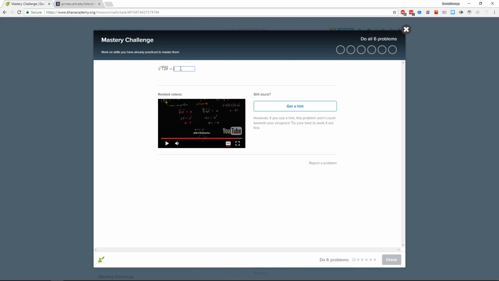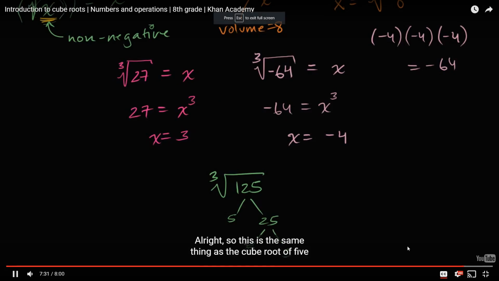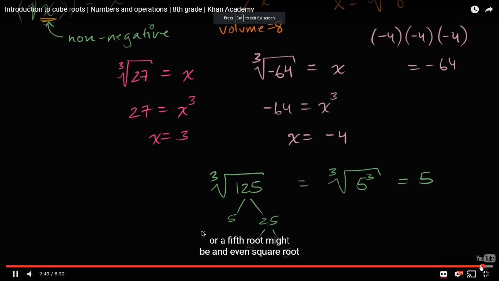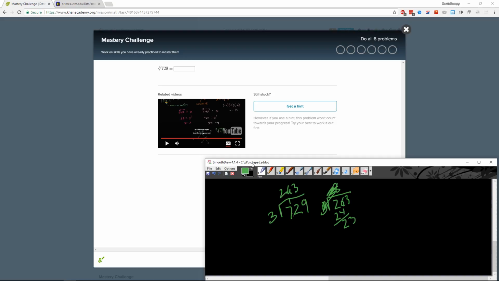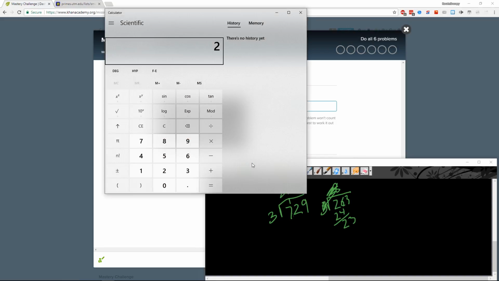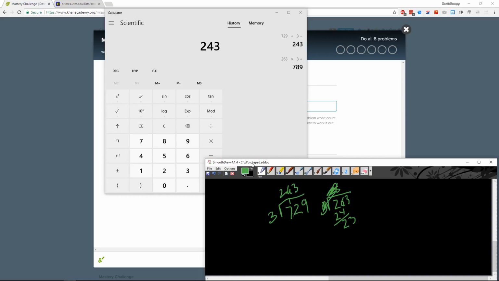I don't actually know what they want because I can't type the dumb equation. Like I can't use a calculator. Which is 5 times 5. All right, so this is root, or fifth root might be an even. My math is correct, isn't it? No, that's wrong. Divided by 3. 243. Duh.